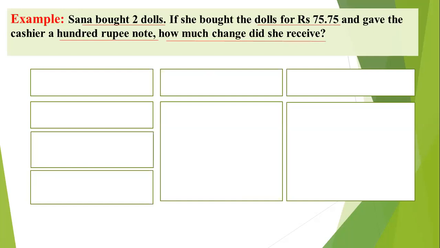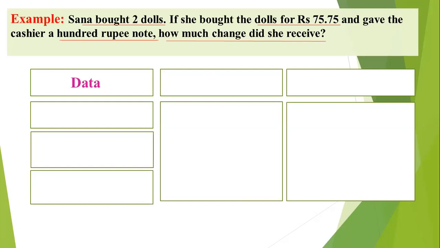Now we have to identify the operation. How much change? She has given a 100 rupee note and the cashier will deduct 75 rupees and 75 paisa. So how much will be left with her? Yes, we have to perform subtraction operation.